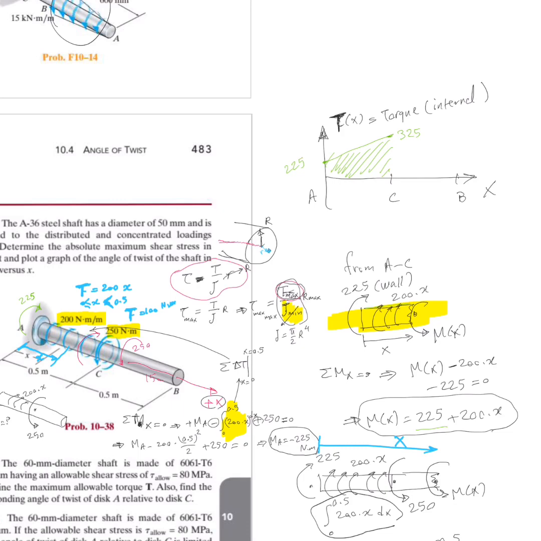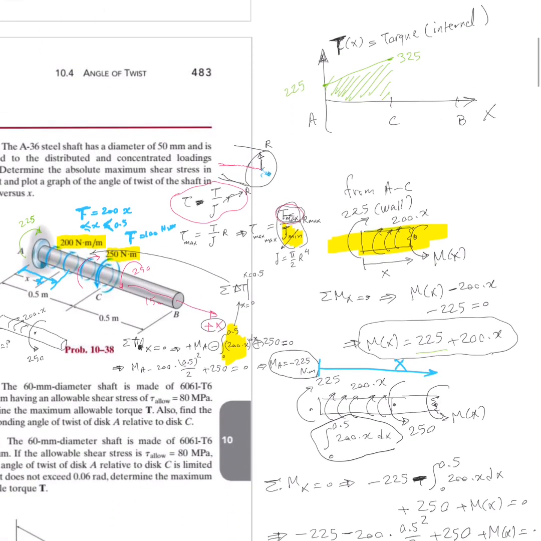So let's put it in the calculator. Negative 225, negative 0.5 squared times 200 over 2, plus 250 is equal to 0. Interesting. So the mx became 0. Let's use a good highlighter here. Look at that. Beautiful. Why is mx 0?